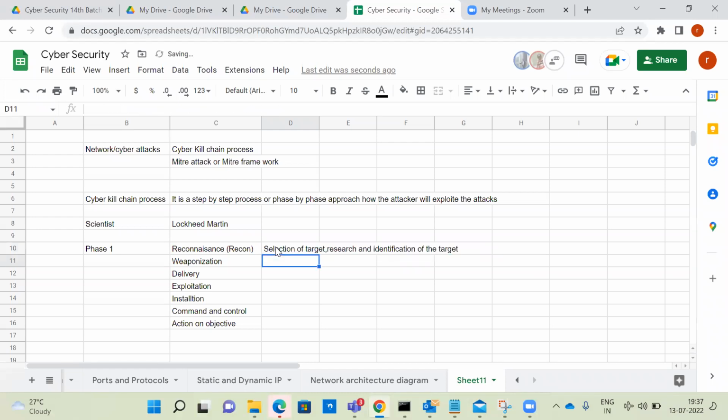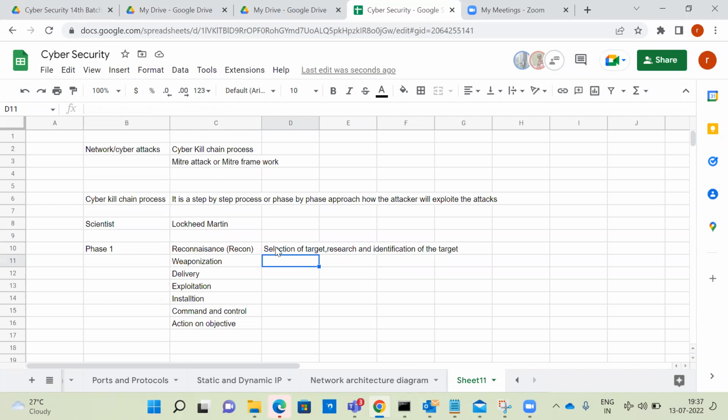So that is called recognition or recon. Selection of the target, and research and identification of the target. We don't know exactly what we have to attack, whether it is a system or server or database or application and so on. So that is nothing but reconnaissance or recon. That is the first phase.